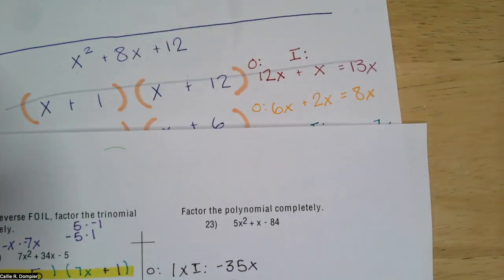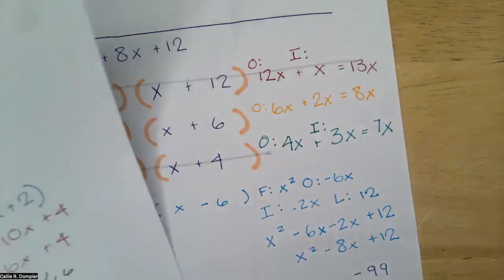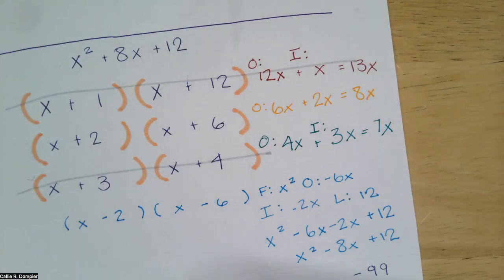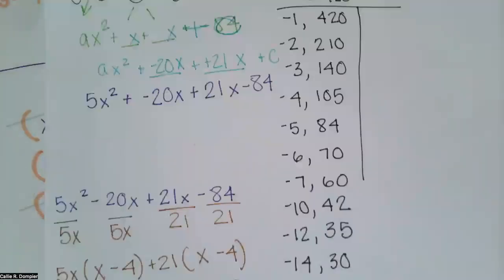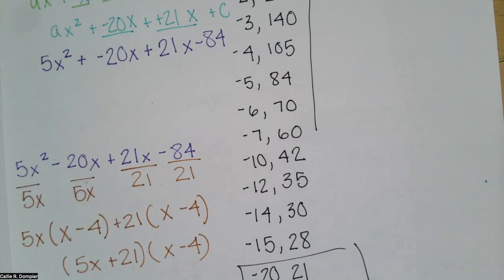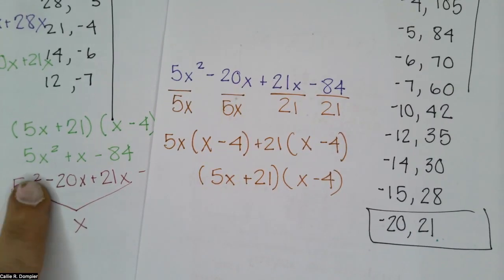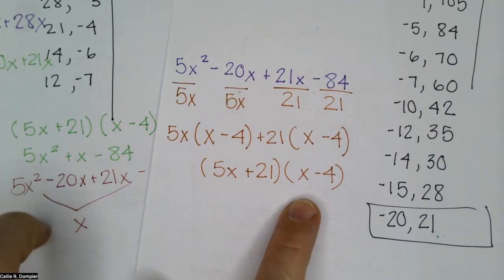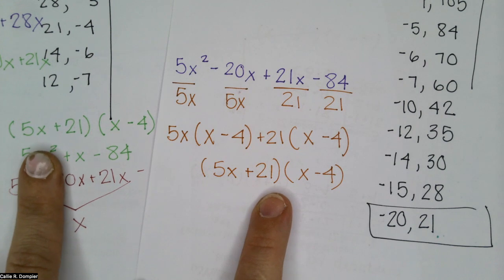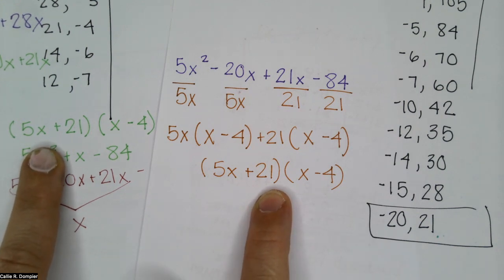And what did I get for it? That is the same thing I got on using the reverse FOIL method. So those are both valid ways to find your answer.